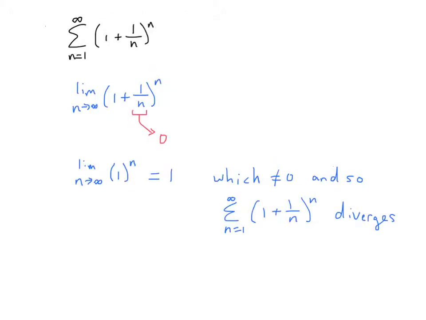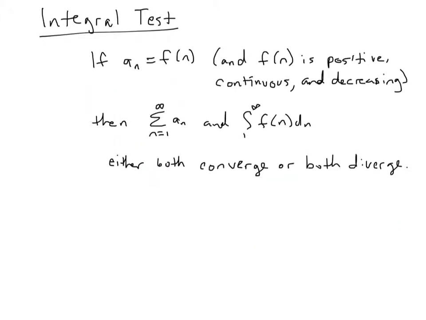Alright, so here we have my series, it's an infinite series, and this is my general term, so I'm going to take the limit of this term. As n approaches infinity, 1 over n goes to 0, so really I have 1 plus 0, which is just 1. And then the n on the outside stays n, but 1 to any power is just 1, so really this limit is equal to 1. And 1 does not equal 0, so that means that this series diverges. Alright, so that's the divergence test.